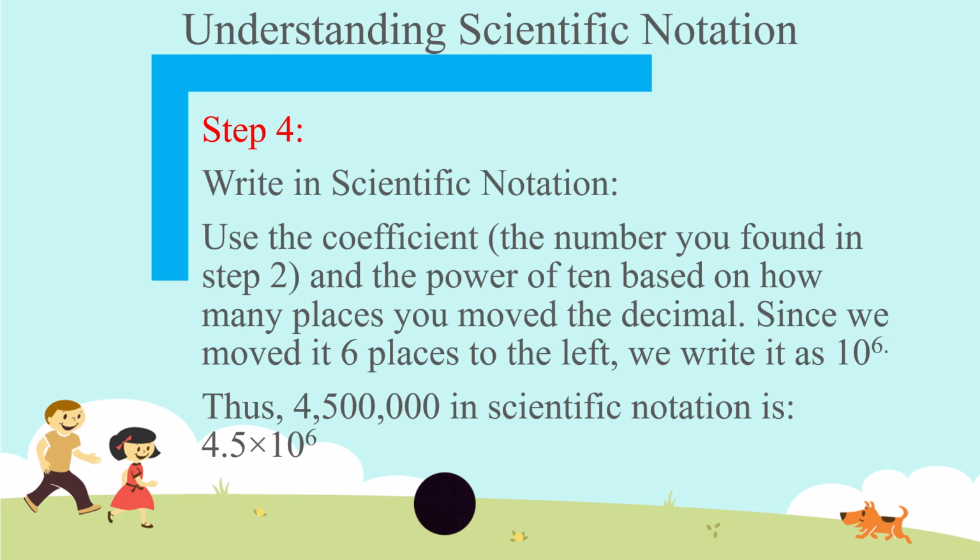Step 4. Write in scientific notation. Use the coefficient, the number you found in step 2, and the power of 10 based on how many places you moved the decimal. Since we moved it 6 places to the left, we write it as 10 to the power of 6. Thus, 4,500,000 in scientific notation is 4.5 times 10 to the power of 6.